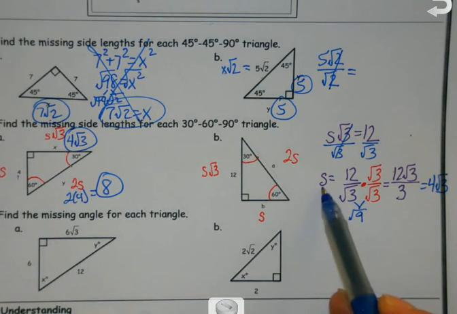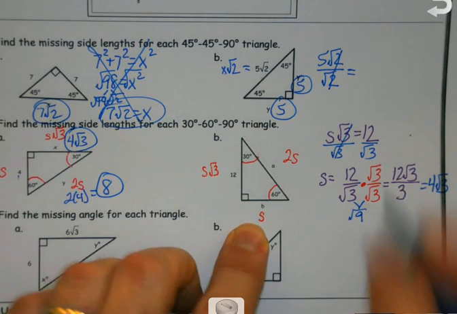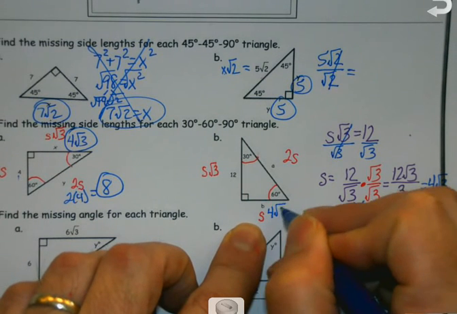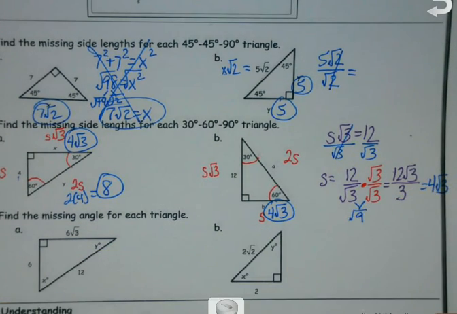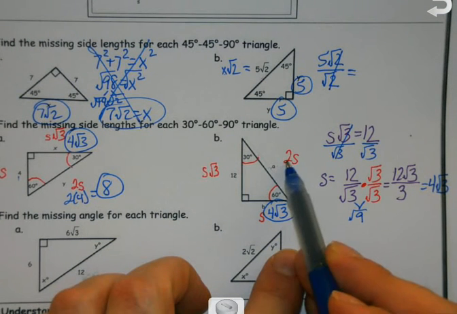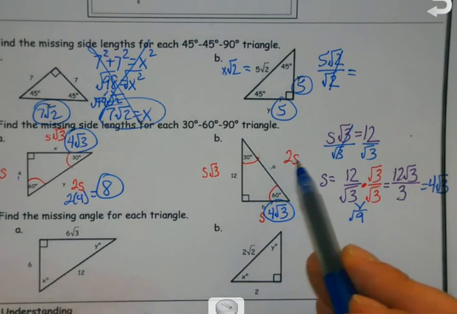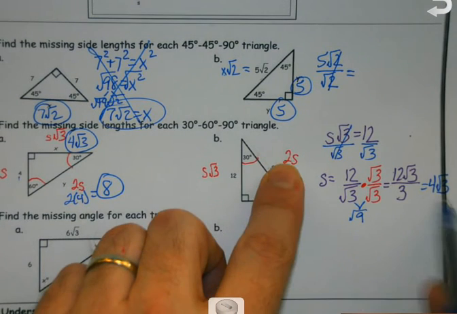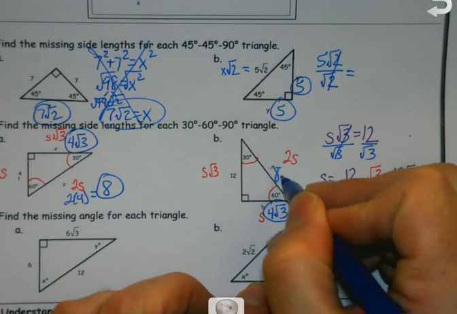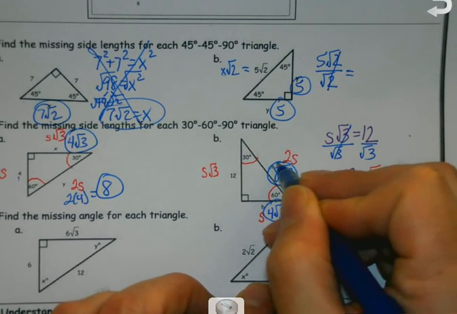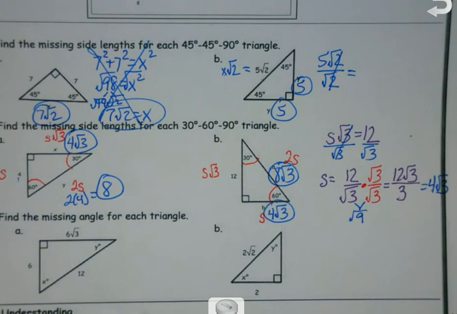So you're like, okay, what did that tell me? It tells me what the S value is. So now I know what this is. This is 4 square root of 3. It helps me with A, because this is 2S, or if you used X, 2X. 2 times that, which would be 8 square root of 3. And I'll be honest, there's even a pattern to these.